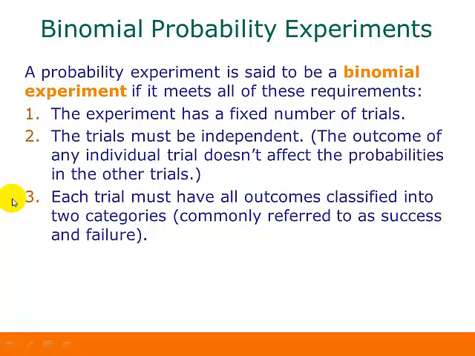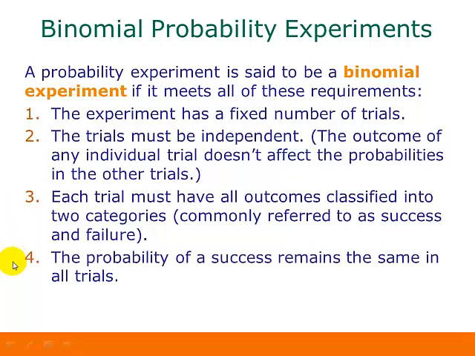3, each trial must have all outcomes classified into 2 categories. We commonly refer to these as success and failure. And 4, the probability of a success has to remain the same in all trials.